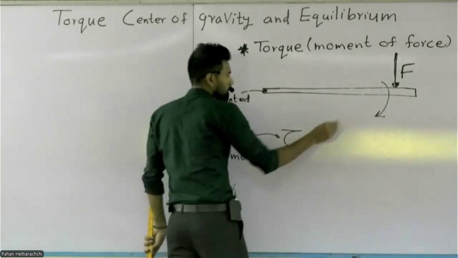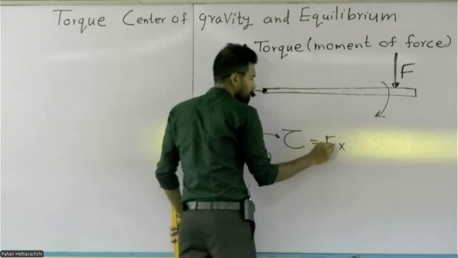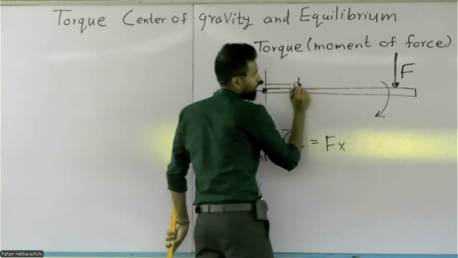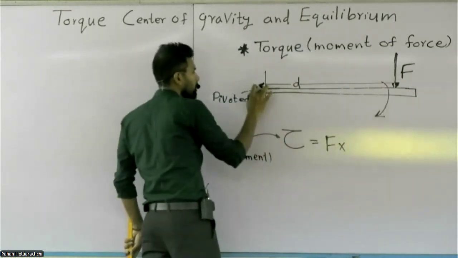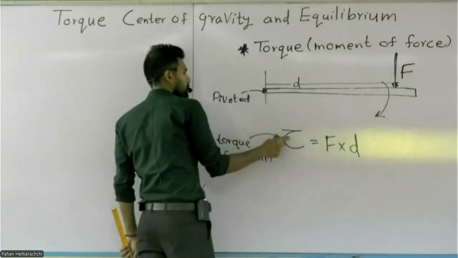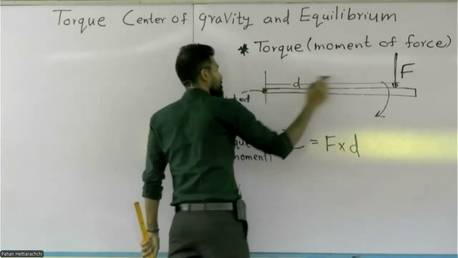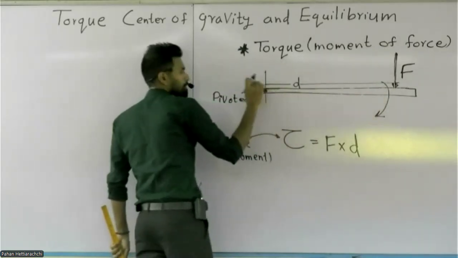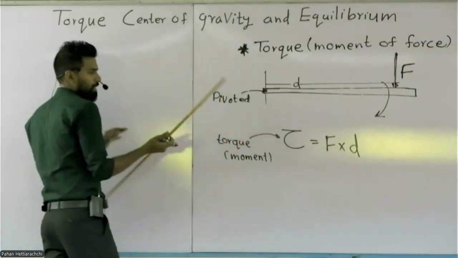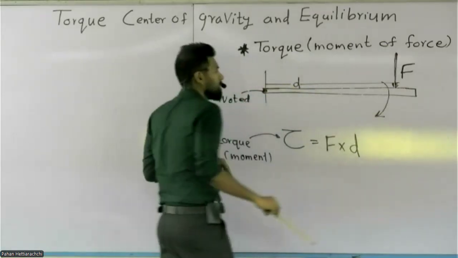It's equal to the force applied into the perpendicular distance from the pivoted point to the force. The torque is equal to force applied into the perpendicular distance from the force to the pivoted point. This physical quantity torque or the moment will represent the ability to rotate.